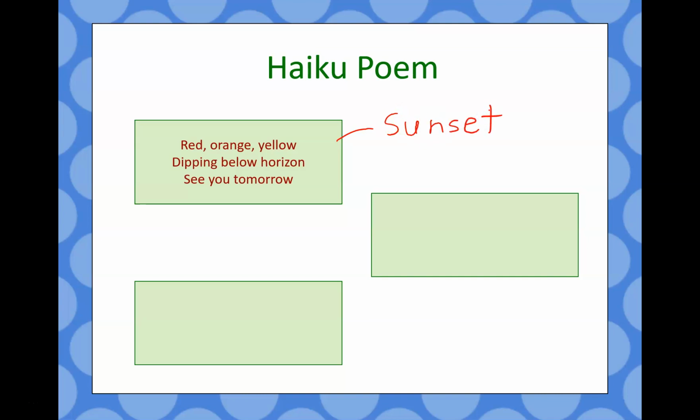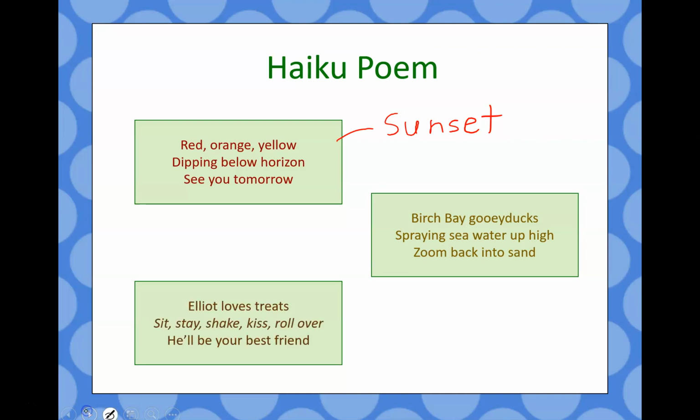I also liked that one because even though it doesn't say the word sunset, we know enough about a sunset to know the colors of it. We know that it dips below the horizon and that it always comes back up again tomorrow. So you automatically know what that is. I went with another one. Birch Bay gooey ducks, spraying seawater up high, zoom back into sand. That's one of my very favorite things to do at Birch Bay, is to poke gooey duck holes, and I thought it fit nicely into a haiku poem. And then obviously I can't write a haiku without including Elliot. Elliot loves treats. Sit, stay, shake, kiss, roll over. He'll be your best friend.